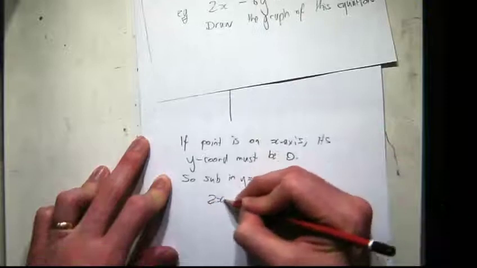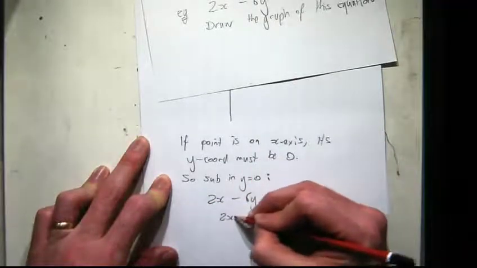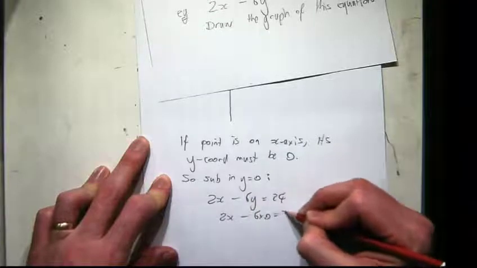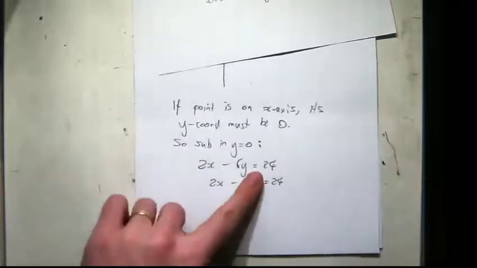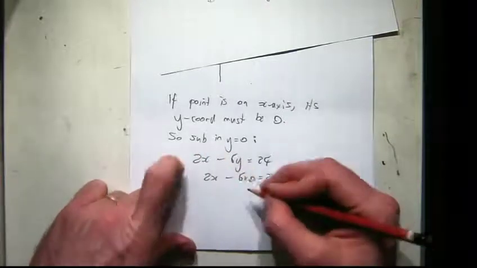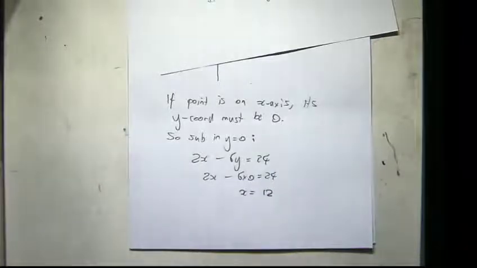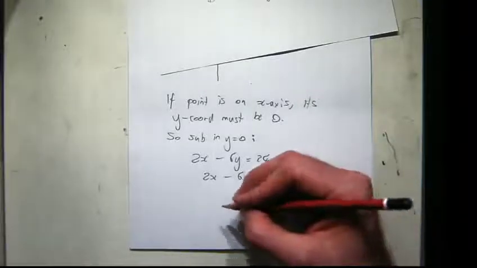So we had 2x minus 6y was equal to 24. So that means that 2x minus 6 times 0 equals 24. And let's see, the y term is not really there then. 2x is 24, so x must be 12, because 24 divided by 2 is 12. So that's telling me what the x, this is called the x-intercept.